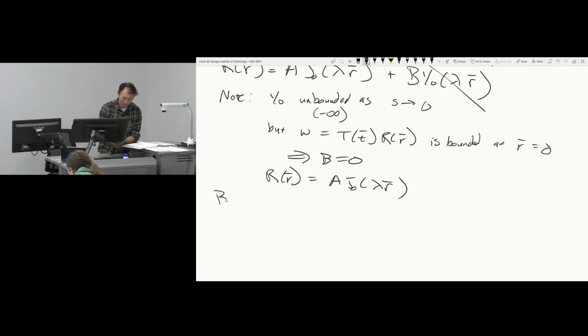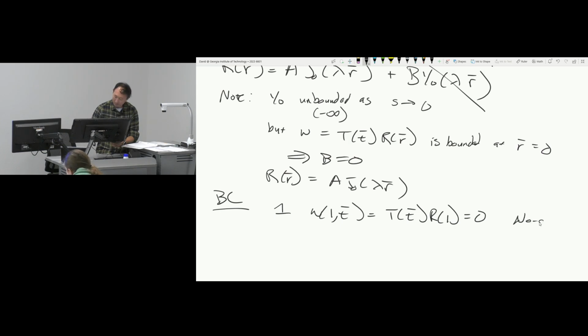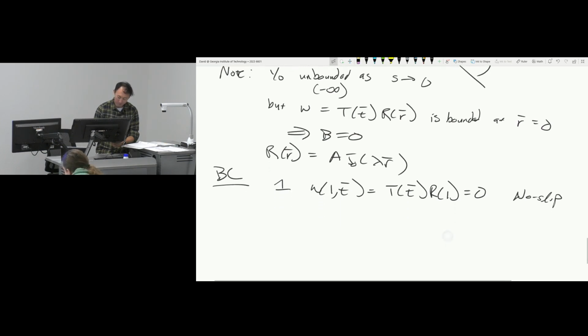Now this is where the lambda comes in, and we have to have sums of solutions. Remember, boundary condition 1 is that w of 1, t bar is equal to T of t bar, R of 1, is equal to 0. That's no slip. So we require R of 1 to be 0.